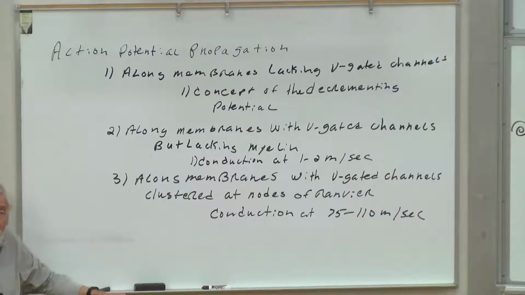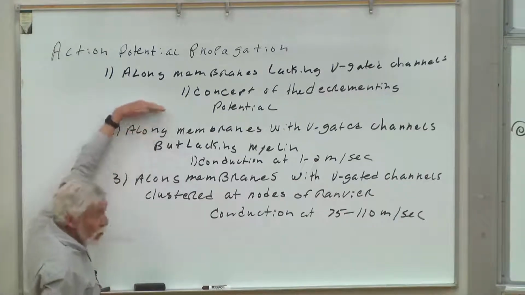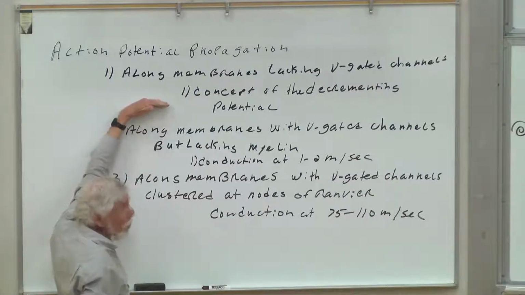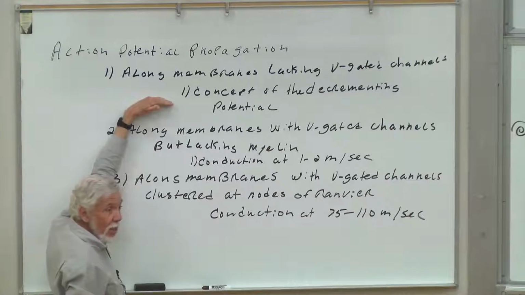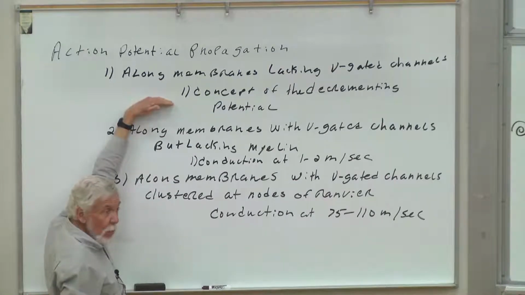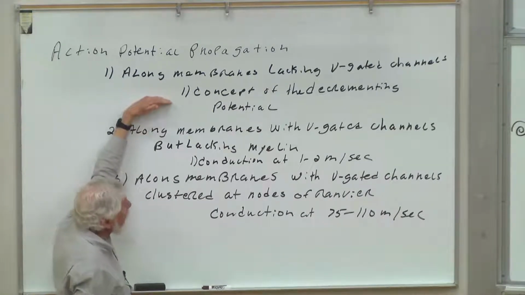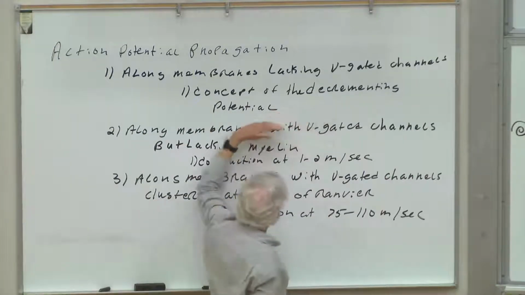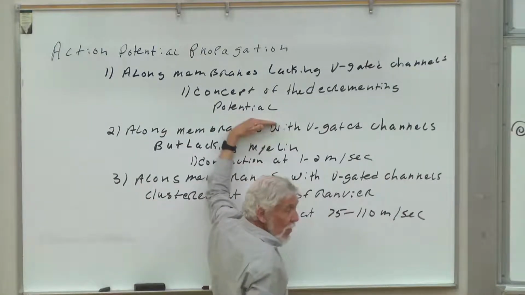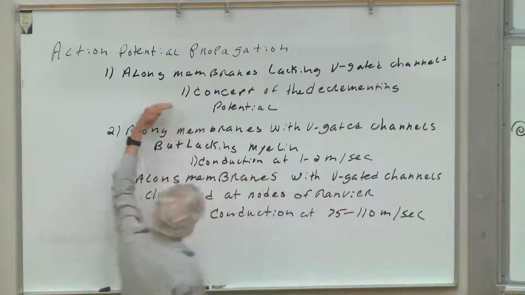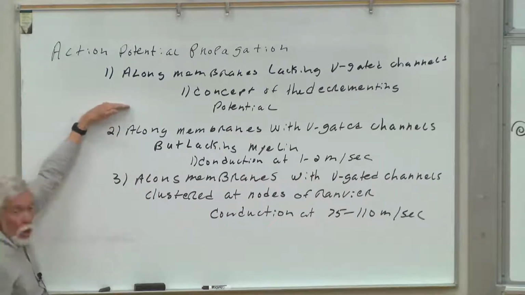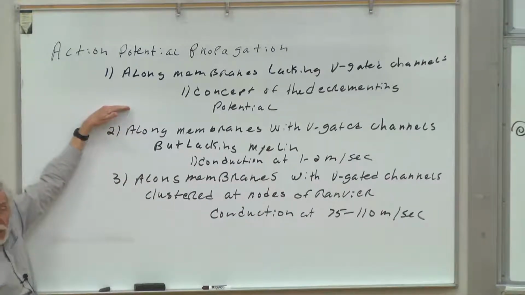What this brings up then is the idea that the leak channels will carry positive charge out of the cell. And it means that if we have voltage-gated channels at one place, but the remainder of the membrane is occupied only by leak channels, then the potential is going to get smaller and smaller. This is the concept of the decrementing potential. The potentials will propagate along membranes lacking voltage-gated channels no more than a millimeter or 2.